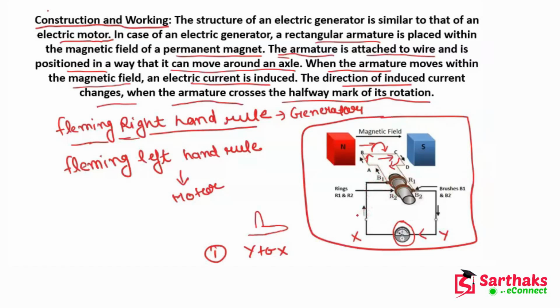Now, let's talk about the second rotation. After the half rotation, this AB would have come in the place of this CD. You can understand that because of this rotation, this is moving upward. So after the half rotation, this AB will have come here and this CD will have come here in the place of AB. Now let me change these notations.